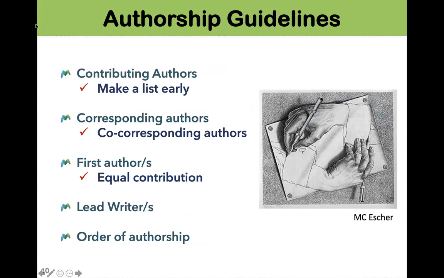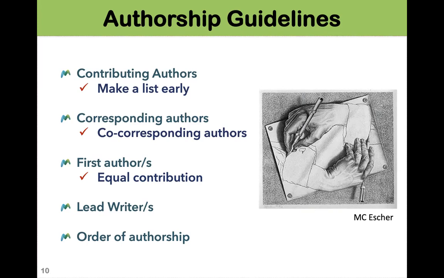And so once you identify the journal you want to write for, you want to look at the authorship guidelines. And then there are some things that need to happen. You want to figure out who all the contributing authors are. And some of you already had a wonderful experience of figuring this out late in the game, right? So you always start by putting down the people you're working with, make a list early.